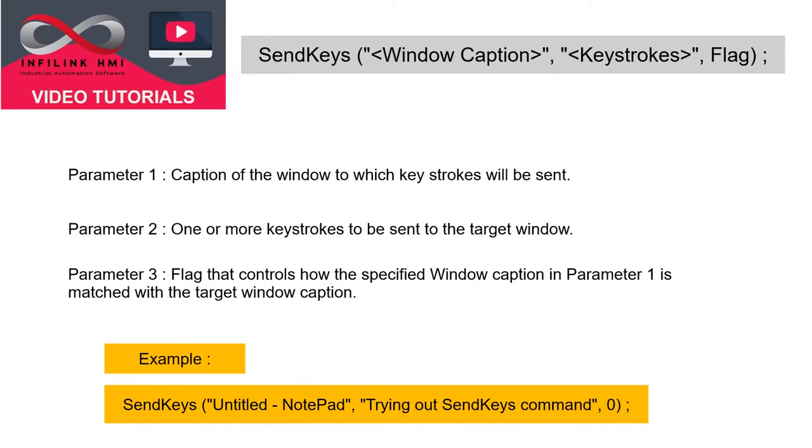The SendKeys script command will send keystrokes to another application. The keystrokes will be sent to the target application's active window. The target application is identified by matching the caption of the active window with the caption specified at parameter 1. The flag, which is parameter 3, decides how the caption matching is done. Case sensitivity and exact match are the two criteria used for deciding the caption matching outcome.